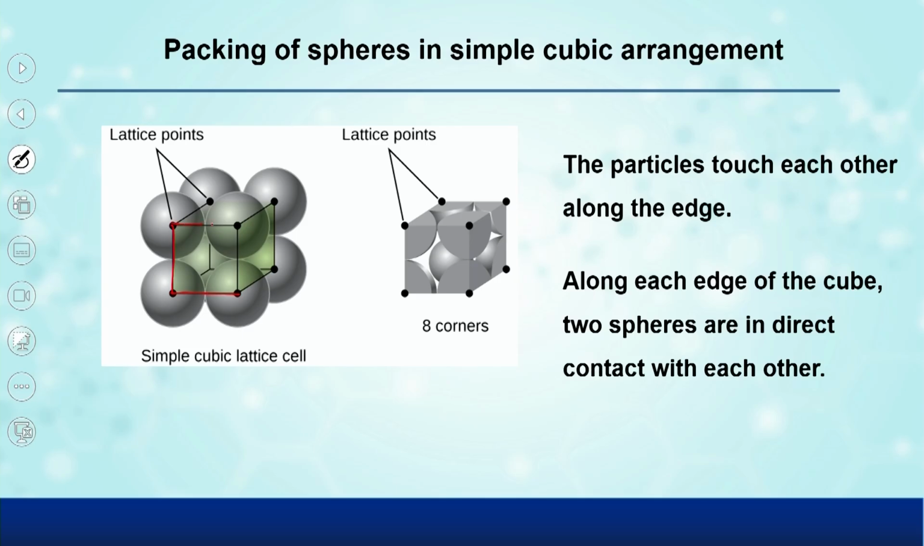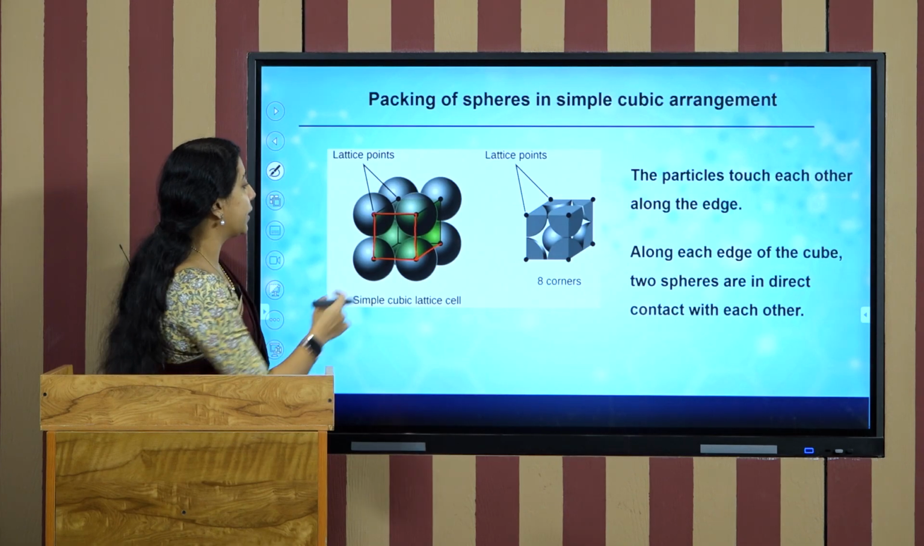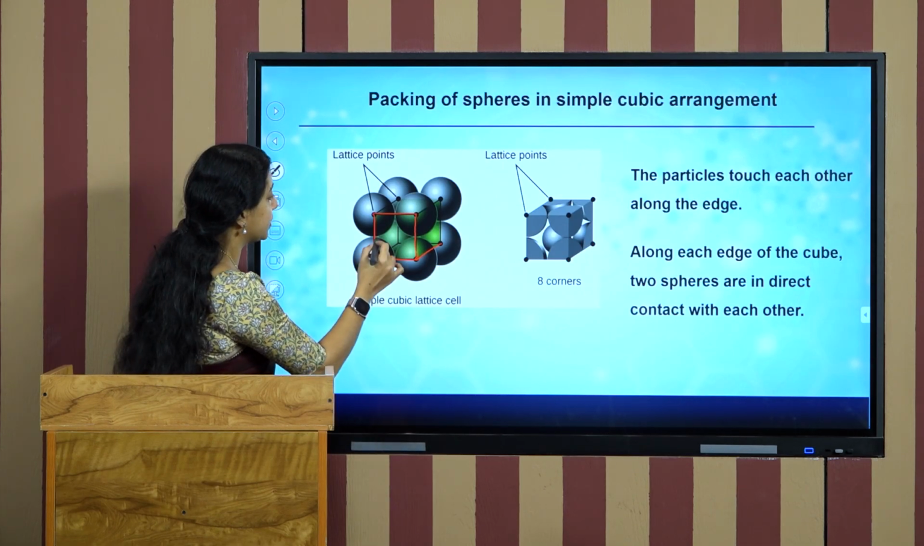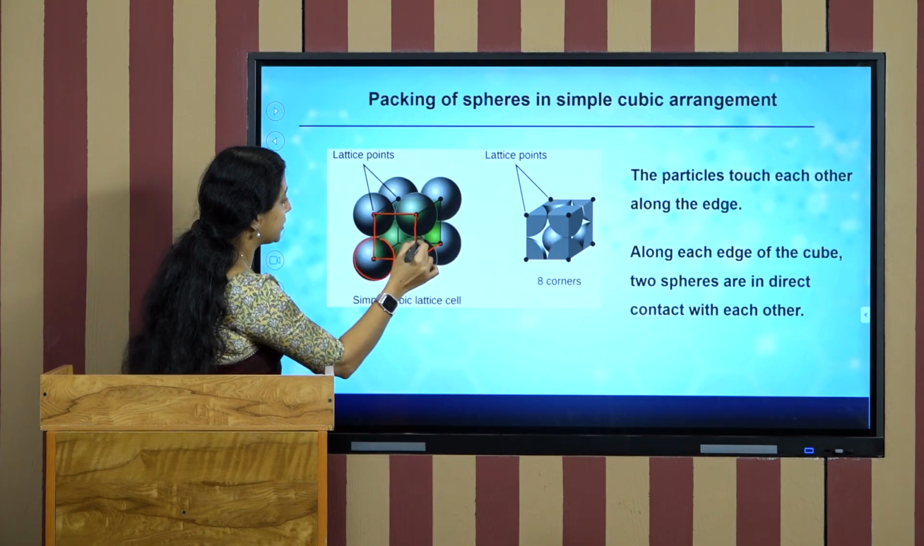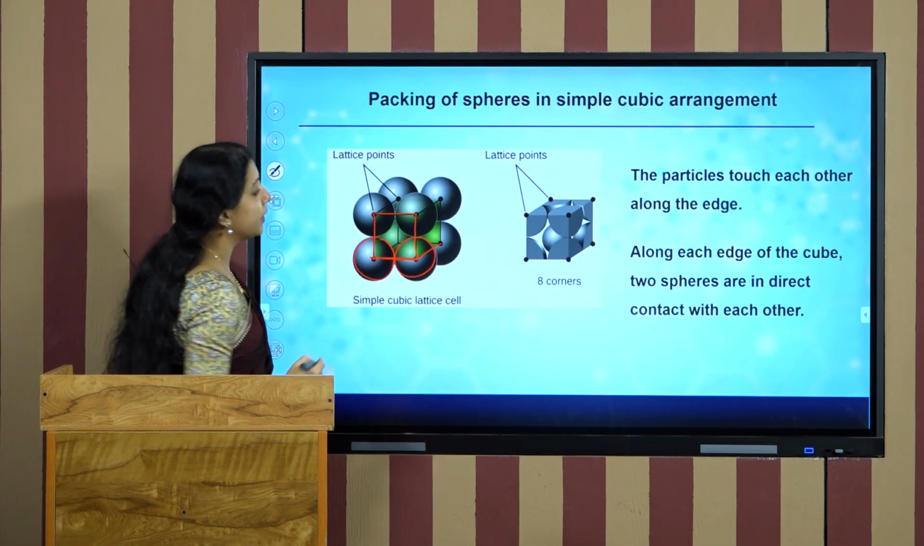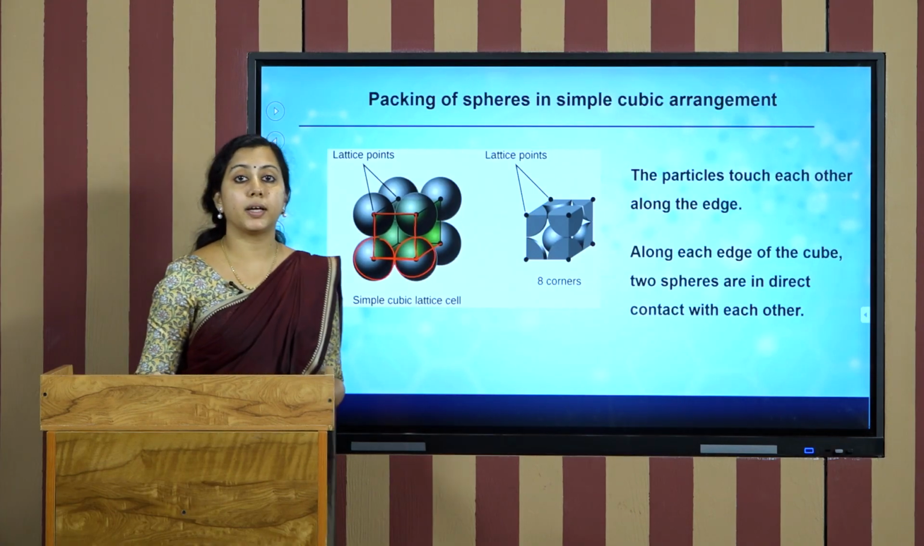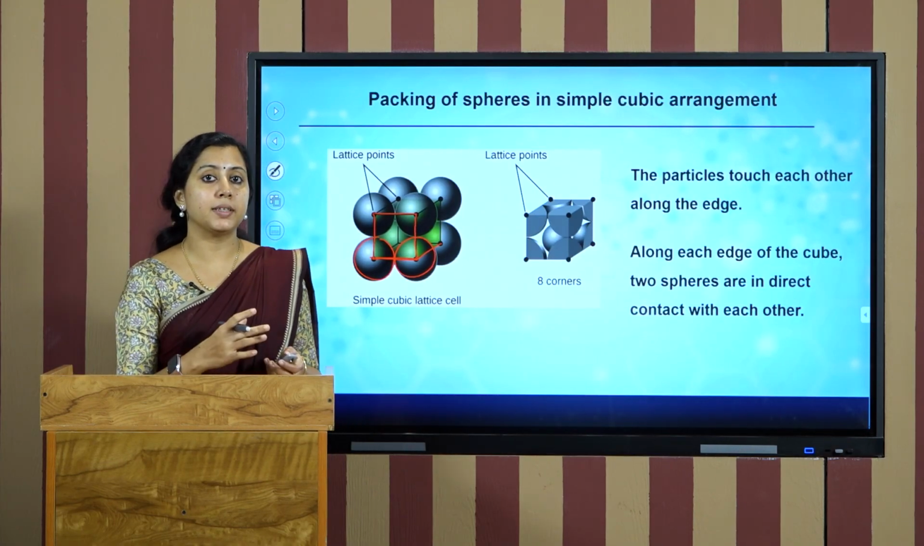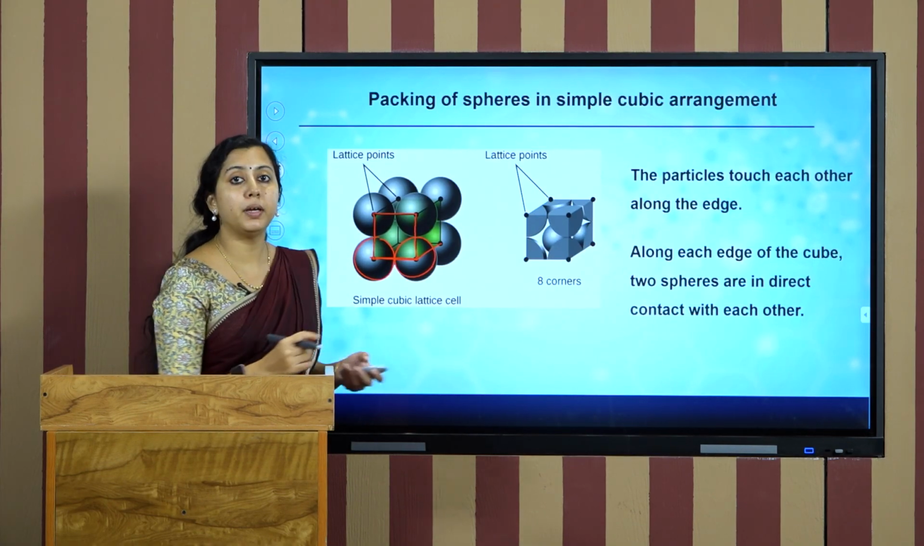So, you can see that the particles occupying the corners are touching along the edge. Along each edge of the cube, two spheres are in direct contact with each other. As you can see here, this is one sphere and this is the second one. So, along each edge, two spheres are in direct or close contact with each other, and that is the arrangement in a simple cubic lattice.